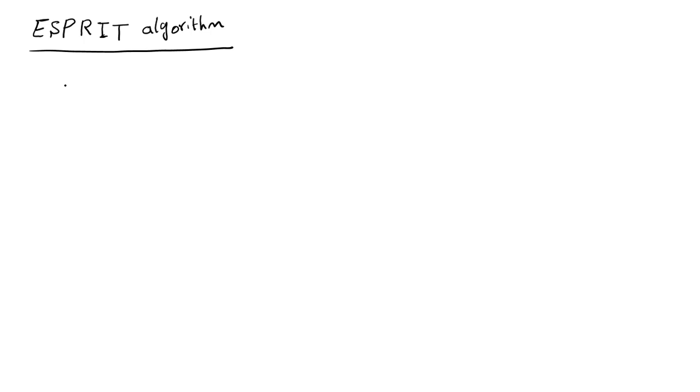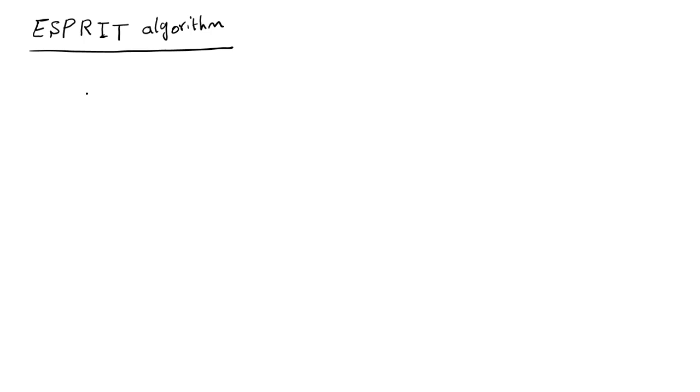Previously in this channel, I talked about the MUSIC algorithm, which is also another algorithm to estimate the frequencies. Both of these algorithms are based on the subspace method, but MUSIC is based on the noise subspace and ESPRIT is based on the signal subspace. Unlike MUSIC, we don't need to search to find the frequencies in the ESPRIT algorithm.